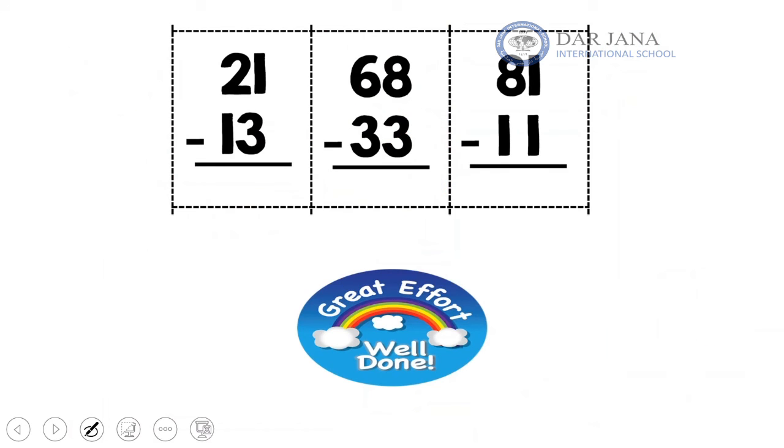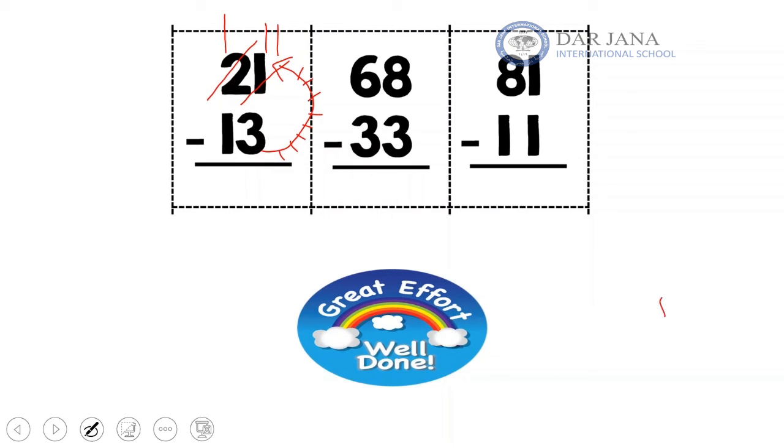Next, 21 minus 13. 1 minus 3. More on the floor, you have to go next door. You cannot say 1 minus 3, so you have to borrow. The 1 will go to the 2. The 2 will become 1, and the 1 here will become 11. 11 minus 3, how do I do it? Let's count from 3 till 11. 3, 4, 5, 6, 7, 8, 9, 10, 11.